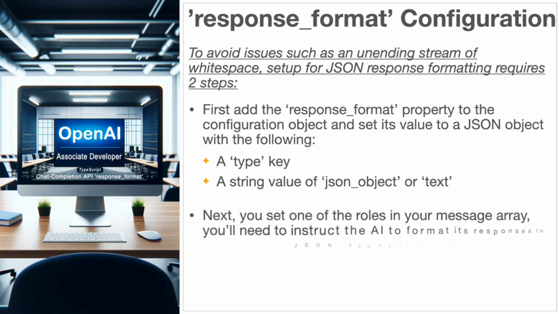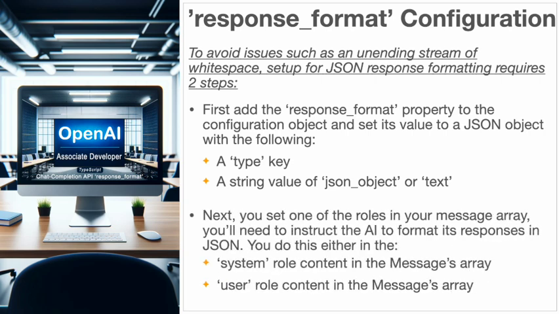Next, in the messages object, you must include text which instructs the AI to produce responses in JSON format. This can be done either in the content of the system role or in any one of the user roles. You will get a runtime error if you fail to provide this. This two-part instruction set ensures that the model generates responses in the desired JSON or simple text format and prevents issues such as generating an unending stream of whitespace.